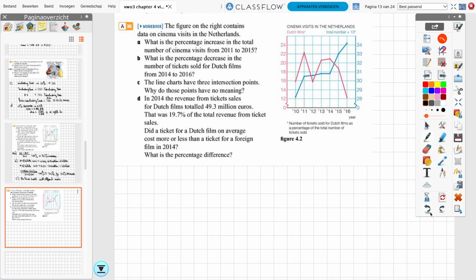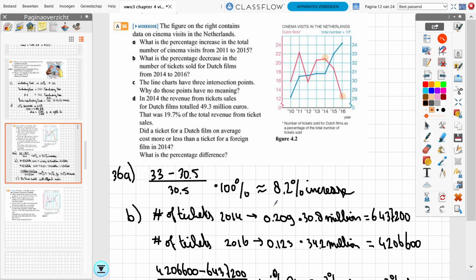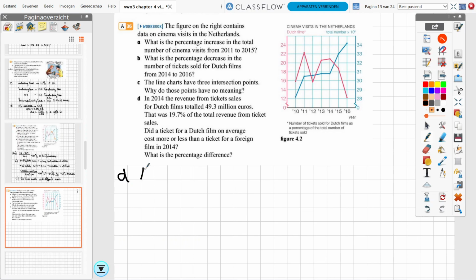We're talking about 2014. Well, luckily we have from exercise B here the number of tickets for Dutch films in 2014. So we can copy that. That was 6 million and 200. Okay. What I can do is, if this is the total amount of tickets and we also have the total price, 49.3 million, I can figure out how much a ticket for a Dutch film costs, right?